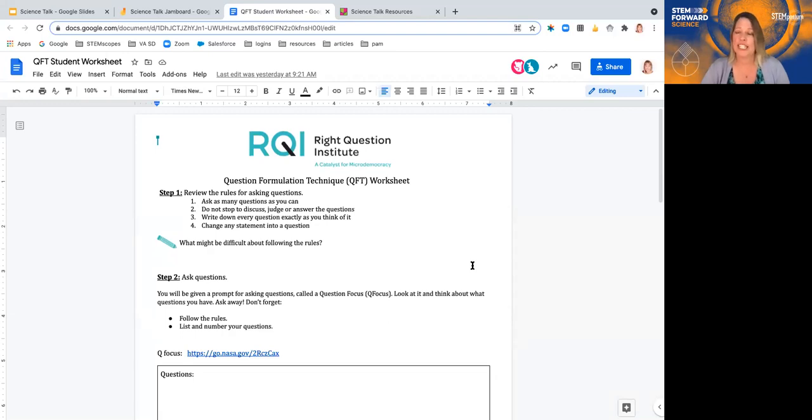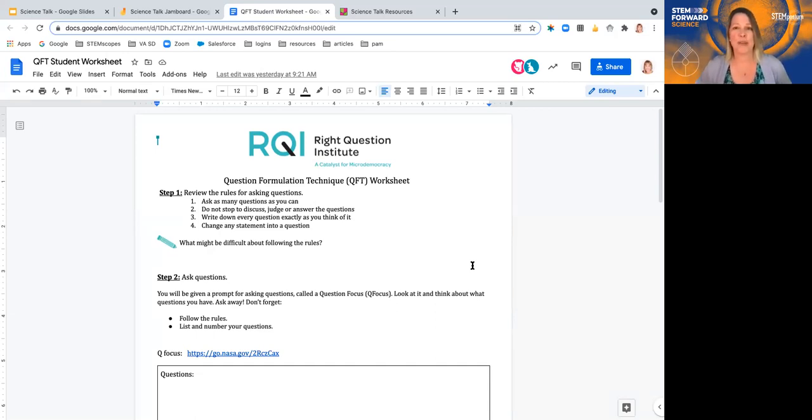Write down every question exactly as you think of it. And that would be important for your students so that they have that authentic voice there. This is not the time to go back and fix pronunciation or punctuation, just write the question down. What are your ideas? What are those students really thinking? And please make sure that they're questions. If you write a statement, go back and turn that into a question. So this would be what would be presented to the students first.